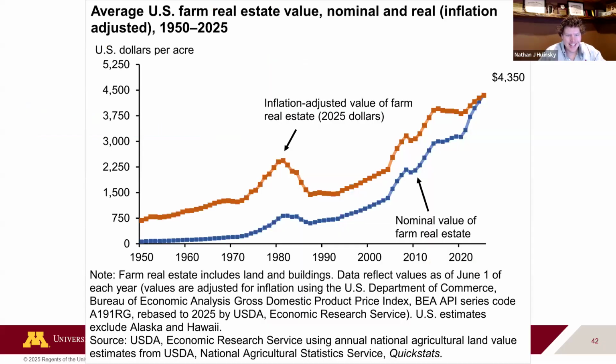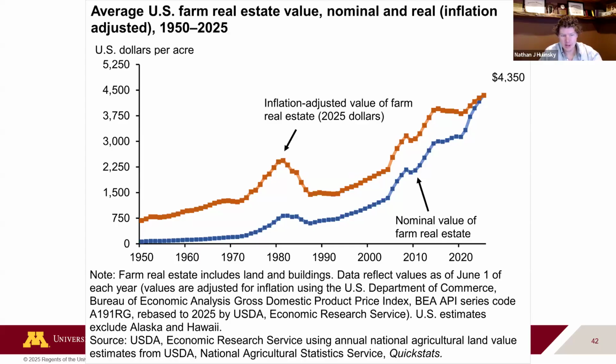Again, this is USDA data on real estate values. So the orange line at the top is inflation adjusted. The blue line is nominal dollars. So that's like the dollars that they actually spent in that year. So back in 1950, you could buy farmland on average in the country for, I don't know, 10 bucks an acre. That same $10 per acre is about $750 in today's money. And you can see the run up in prices. So that same acre today is worth about 4,350 bucks.